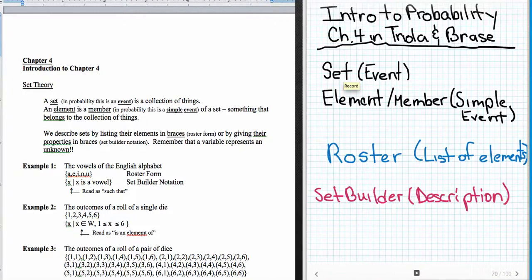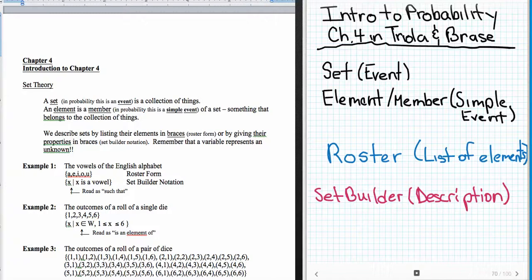This is an introduction to probability based upon Chapter 4 of Triola's book and Brace and Brace's books. So I'm going to look at set theory in mathematics and compare it basically to what goes on in probability and statistics. So hopefully if you've had set theory before in math in some way, shape, or form, then you can relate that to your study of probability at this point.